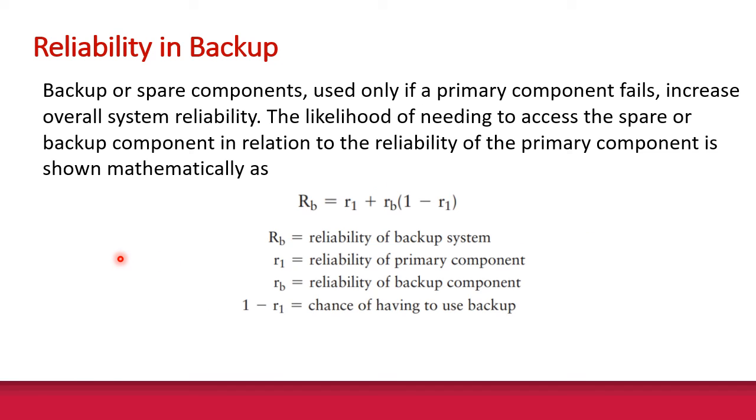You can also have reliability in backup systems, like a lot of batteries have a spare backup. So for backup systems, we rely on this formula here. R1 is the reliability of the primary product, and RB is the reliability of the backup. So typically, if you have a battery and you have a battery backup, R1 is the battery and RB is the backup battery.